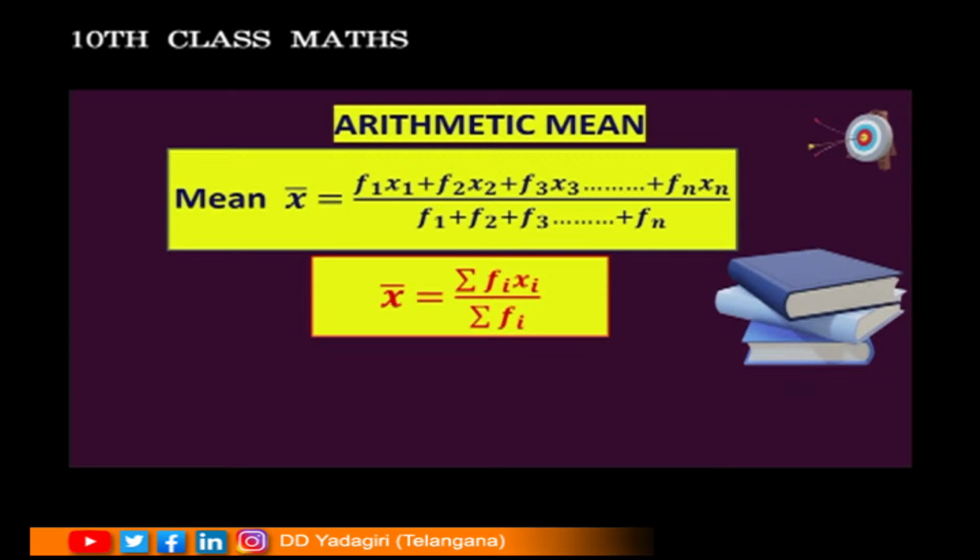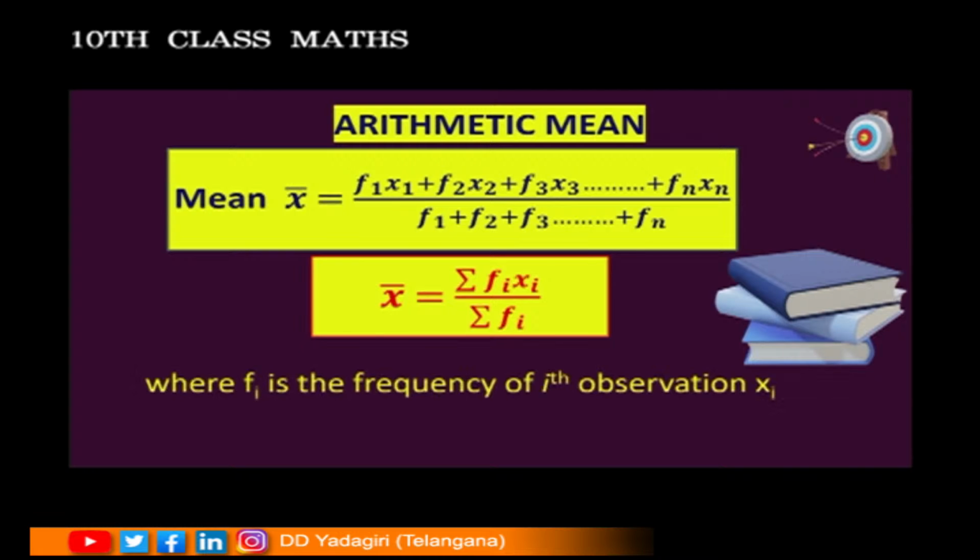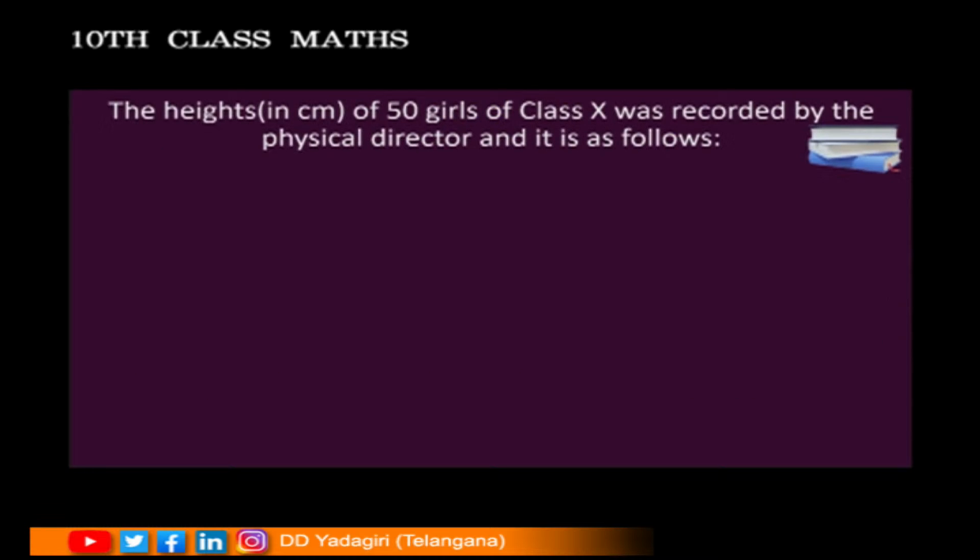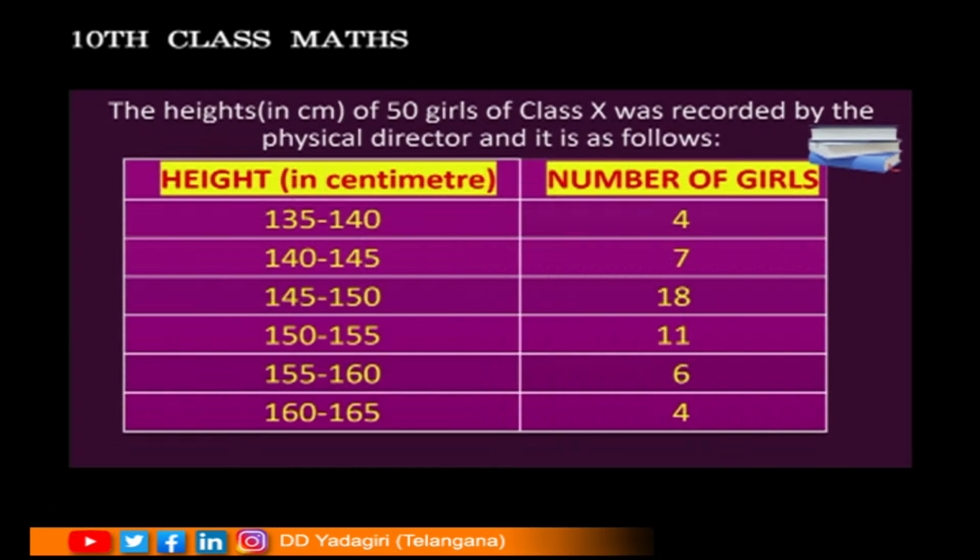So, sigma fi xi is the sum of observations and sigma fi is the number of observations. This fi is the frequency of the ith observation. The height in centimeters of 50 girls of class 10 was recorded by the physical director, and it is as follows. You have the first column as height in centimeters and the second column as number of girls.